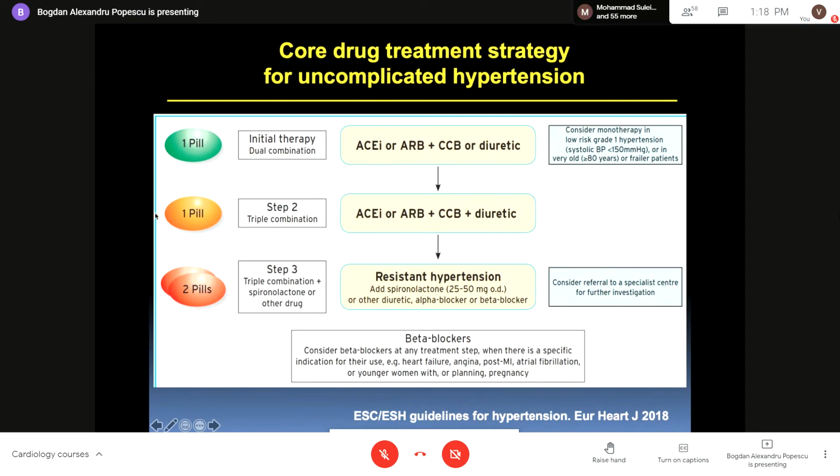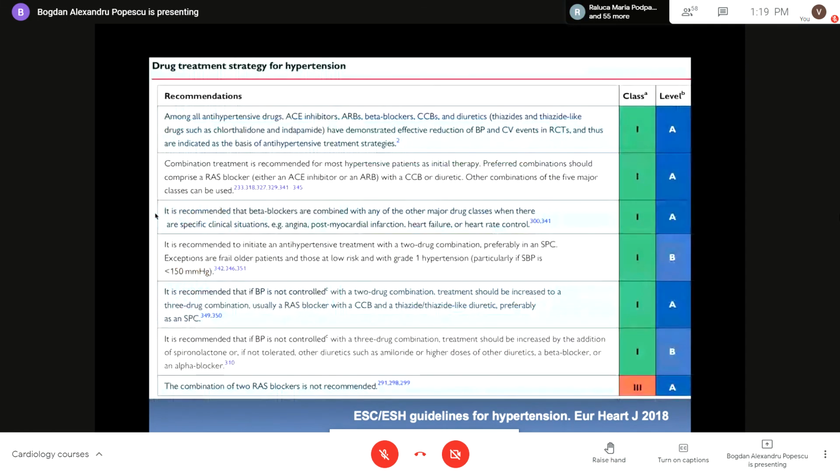There is another thing, the single pill. Whenever possible, it has also been shown that if you put in a single pill several substances that you wish to use, that may be important, because always the patients prefer to take fewer pills, so the compliance with treatment will be better. We know that. So this is also something you may wish to consider.